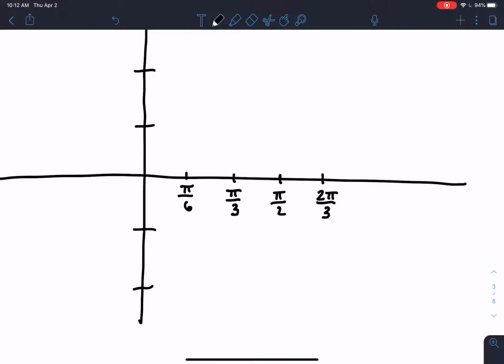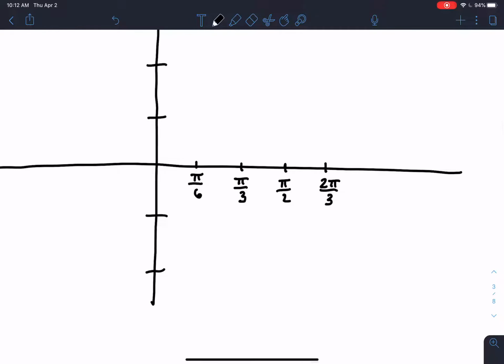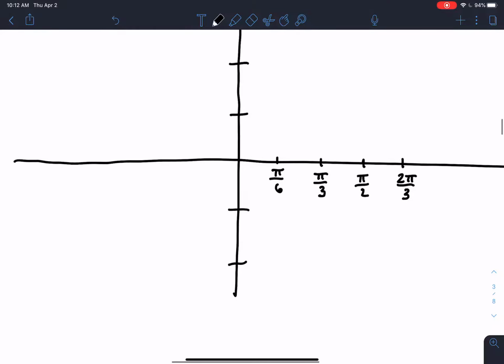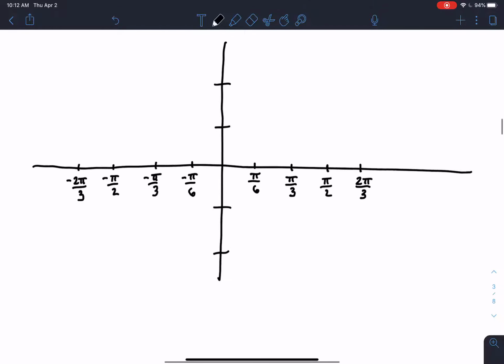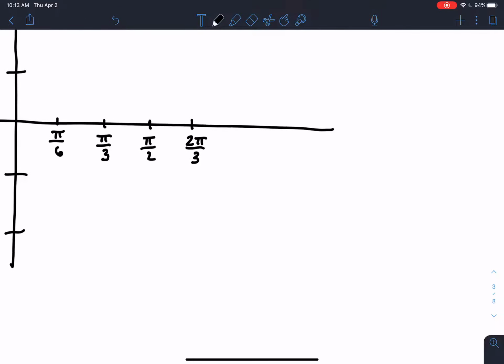So what I'm going to do is one cycle after 2 pi over 3, and then one cycle before 0. The ones before 0 are just the opposite, so you're going to go down now by pi over 6. So negative pi over 6, negative pi over 3, negative pi over 2, and then negative 2 pi over 3. Now I have 2 cycles there. Then I'm going to do one cycle after 2 pi over 3.